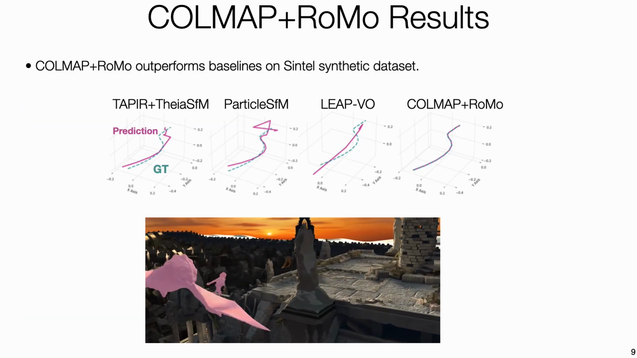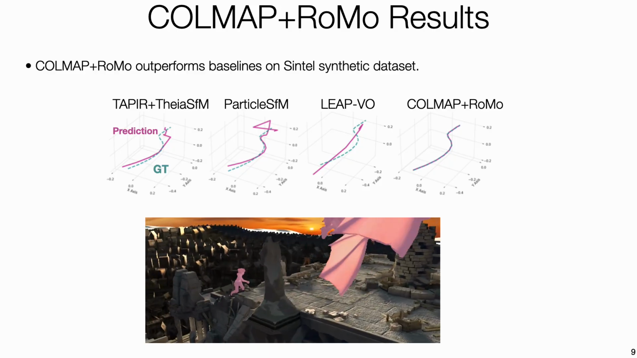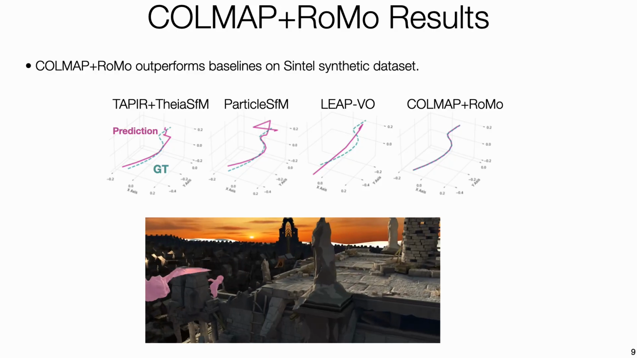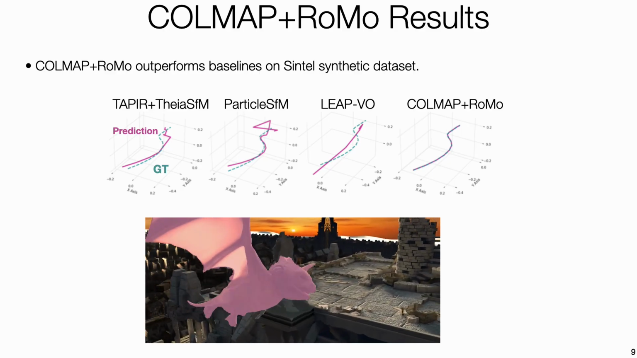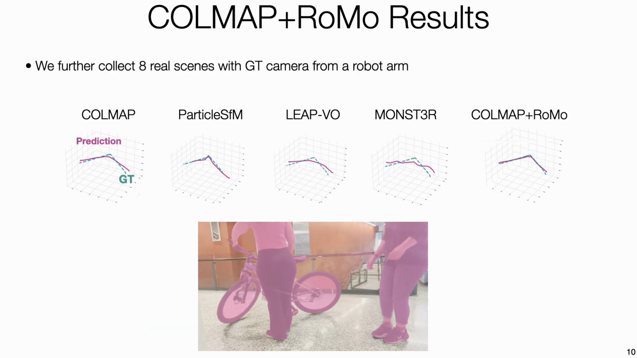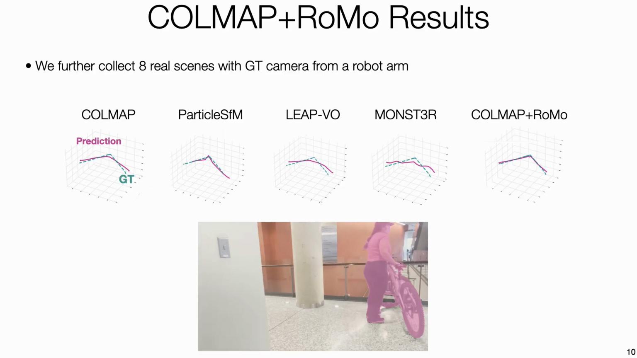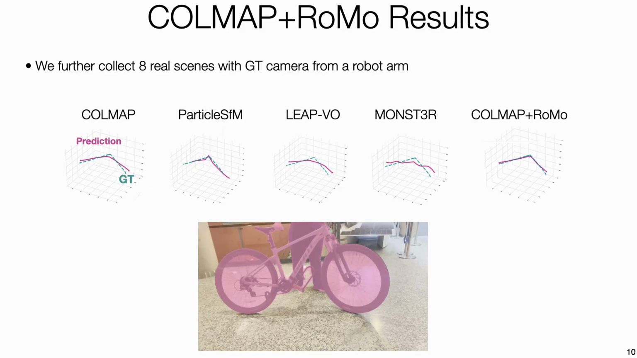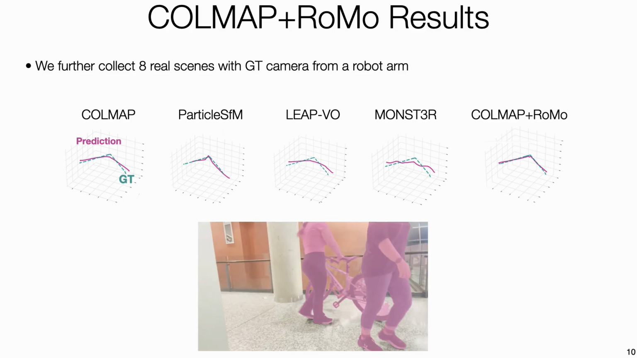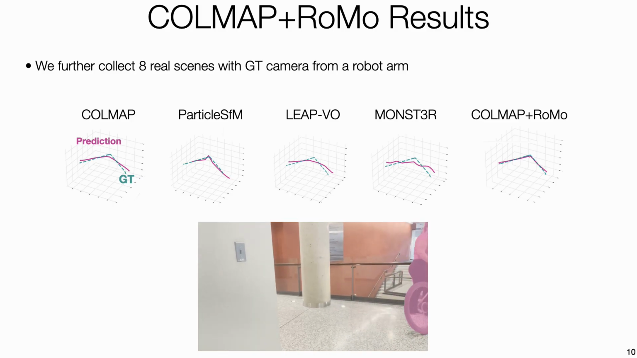We evaluate how our masks improve upon COLMAP in camera pose estimation on the synthetic MPI Sintel dataset. We outperform all baselines. We further collect 8 real scenes with ground truth camera and motion mask annotations in a dataset called Casual Motion and evaluate our method, showing COLMAP with our masks outperforms all the other previous methods.